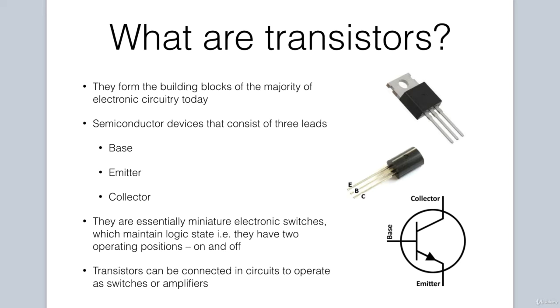If we look at a single transistor, however, it is composed of semiconductor material and consists of three leads: a base, an emitter, and a collector. We will learn more about the operation of the transistor shortly. Transistors can be thought of as miniature switches and primarily operate in two logic states, on and off.